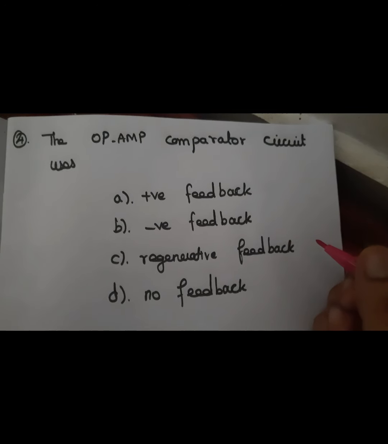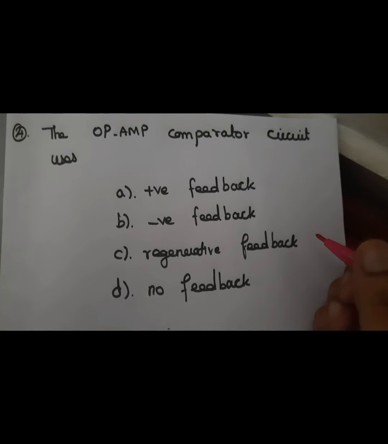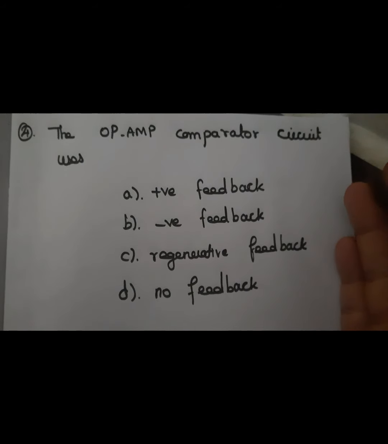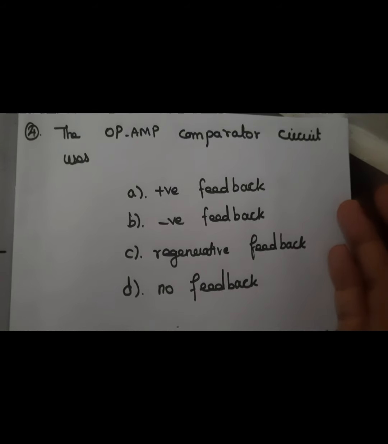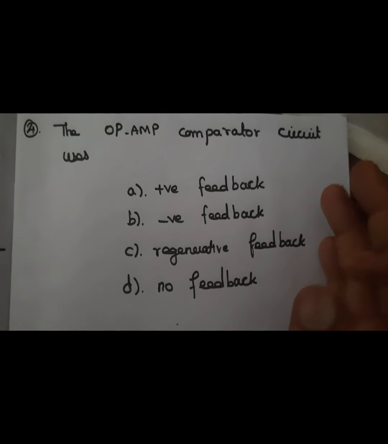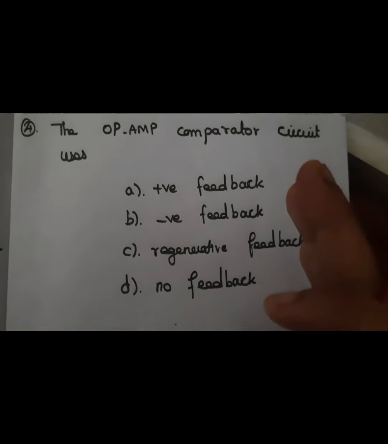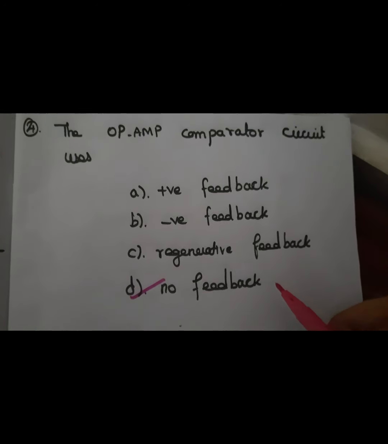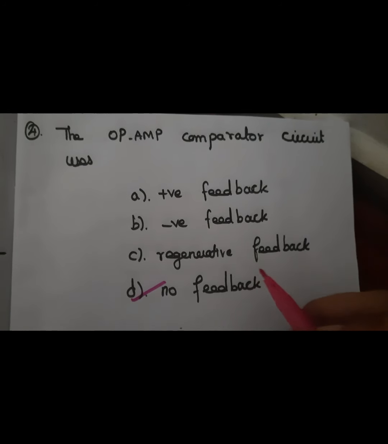And fourth question, the op-amp comparator circuit uses, and in an op-amp comparator there is no feedback path. It converts the voltage and produces the output. So in an op-amp comparator there is no feedback path. So here the answer is D, no feedback. The op-amp comparator circuit uses no feedback.